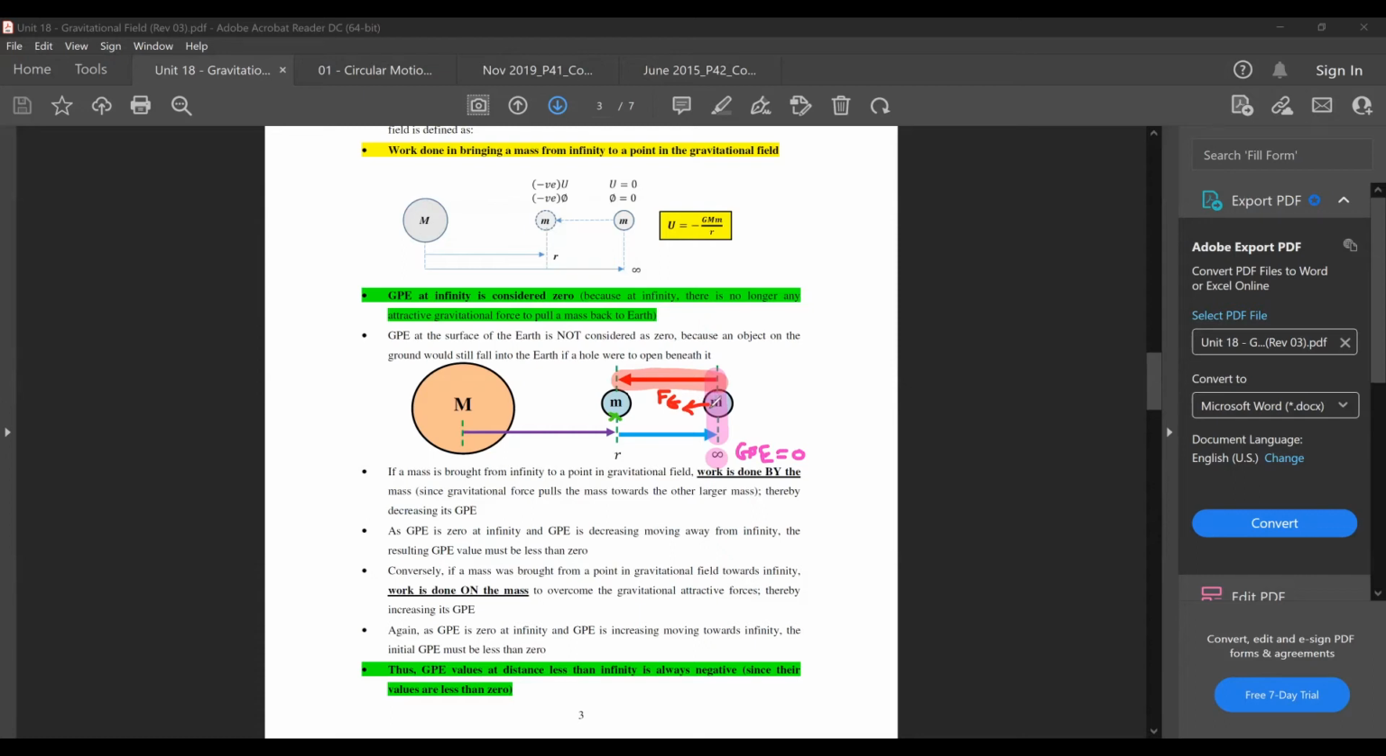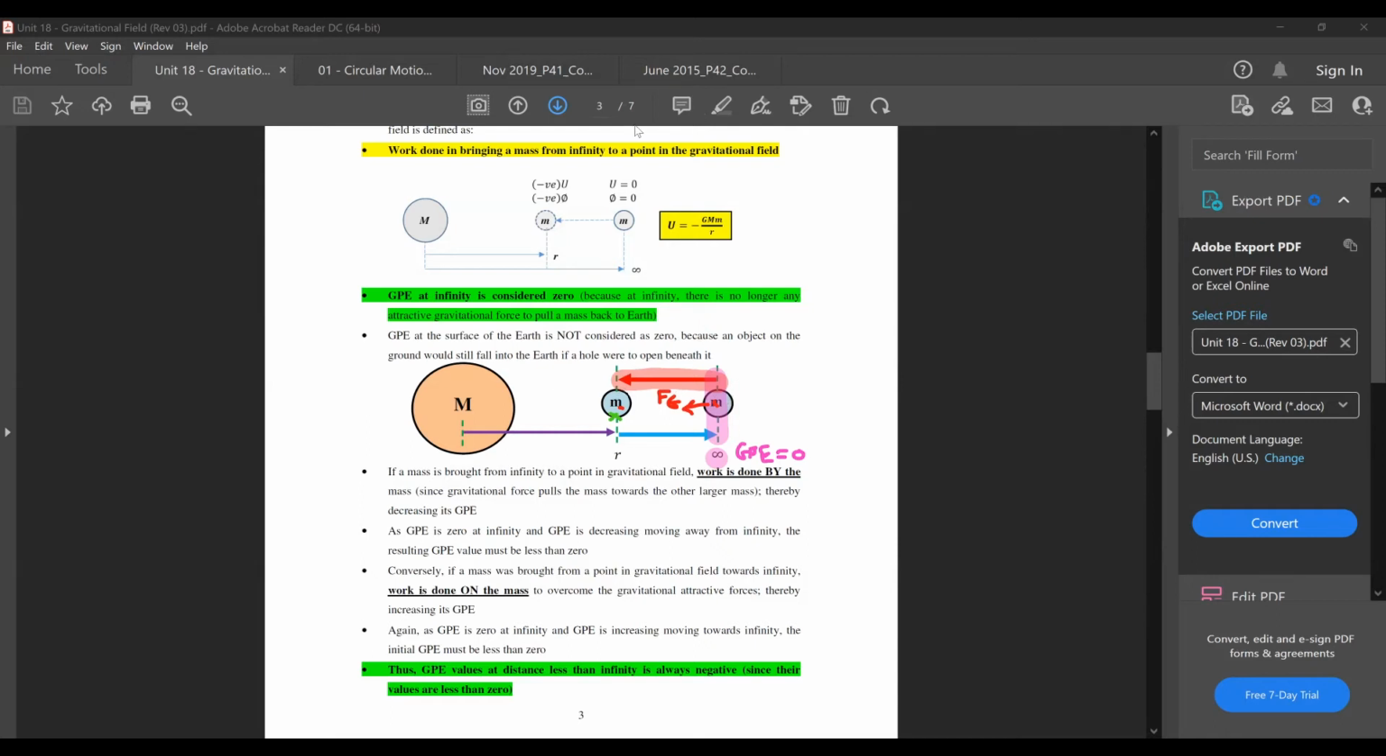If you already have a gravitational force, if you just nudge the mass a little away from infinity, you're going to have a gravitational force acting on the mass. So the mass will actually move by itself from infinity to this point, because the gravitational force itself is pulling it from here to here. You do not need to purposely apply a force to push the mass from infinity to here.